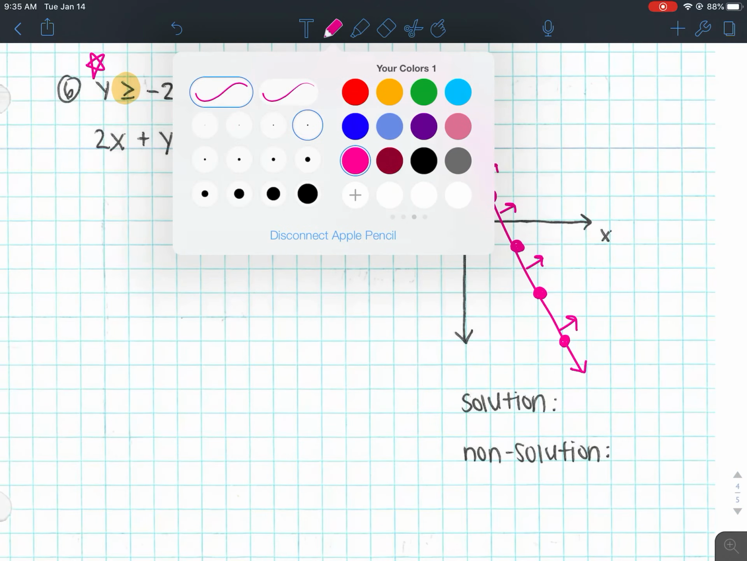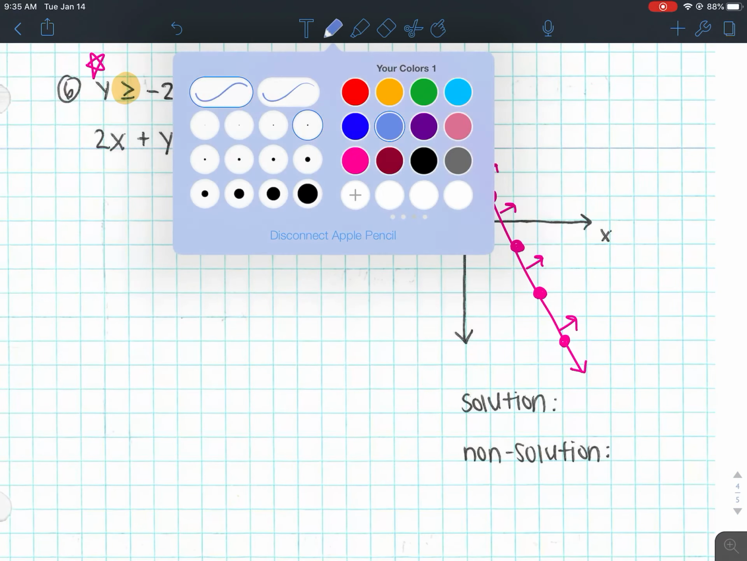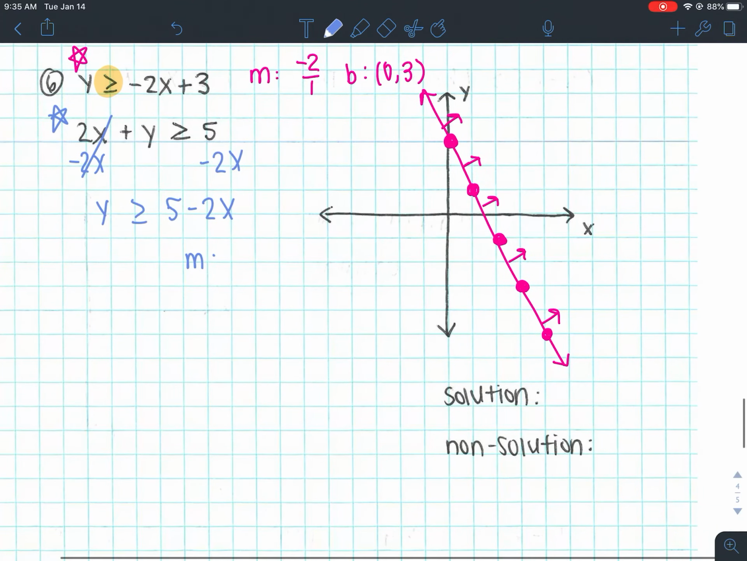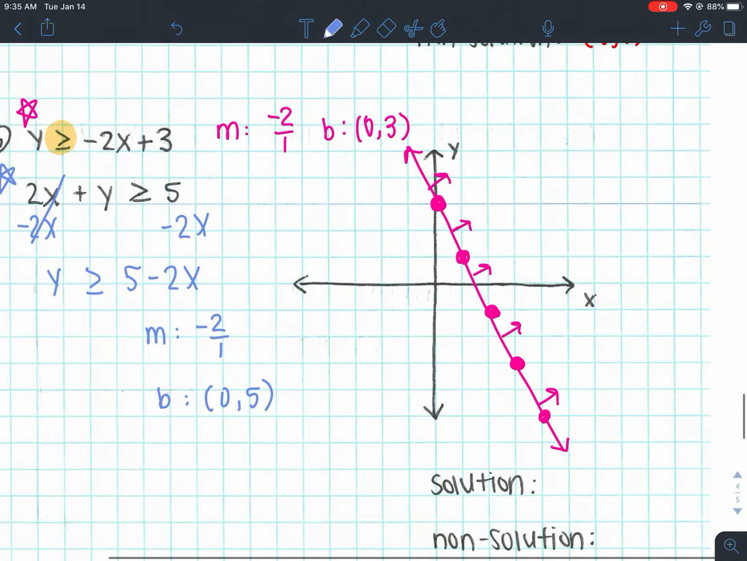In the next inequality, I need to get y by itself, so I'm going to subtract 2x on both sides. y is greater than or equal to 5 minus 2x. My slope here is -2/1, and my y-intercept is (0, 5). So I have positive 5, and I go down 2, to the right 1.